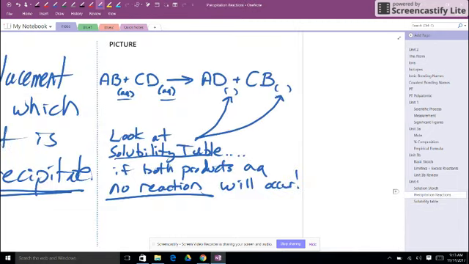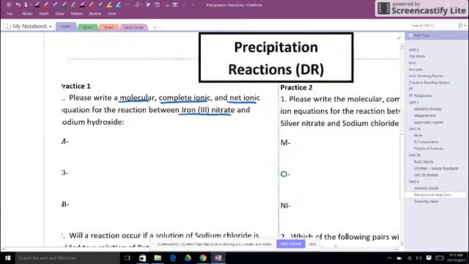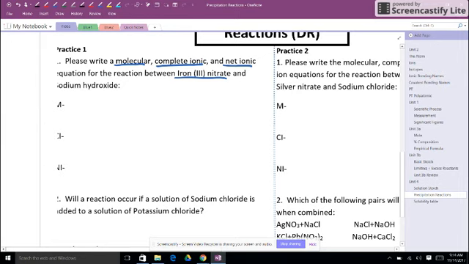So let's go back to this. Now, if both of these products are aqueous still, it really means all of this was dissolved in water at the beginning, and it's all dissolved in water at the end. And really, that means no reaction has happened. You just mix two things together. So let's be careful with that. So let's look at some example problems now.